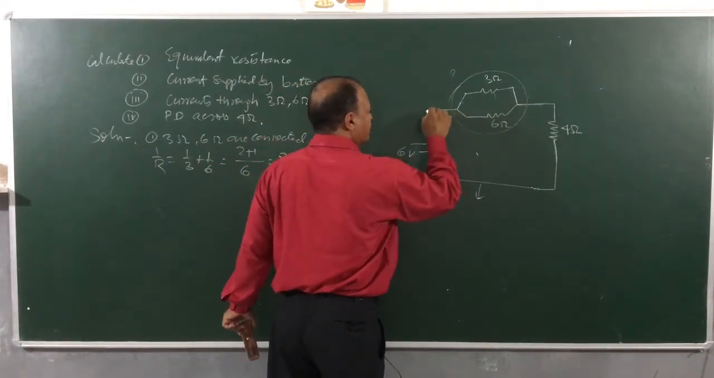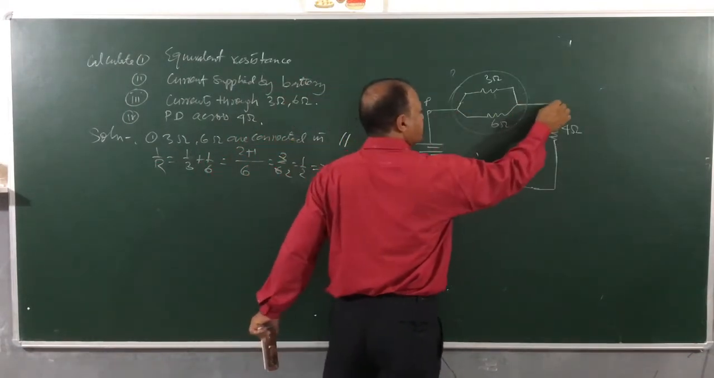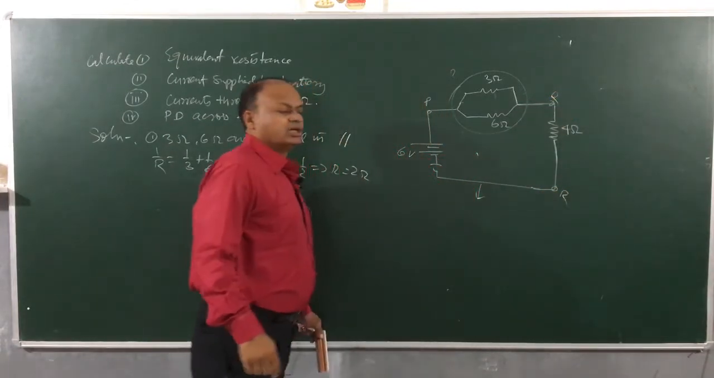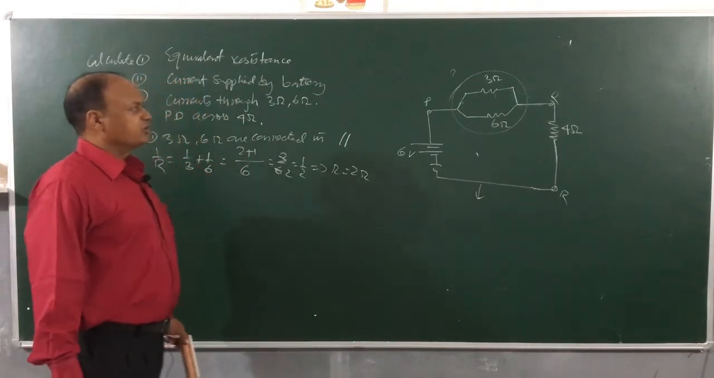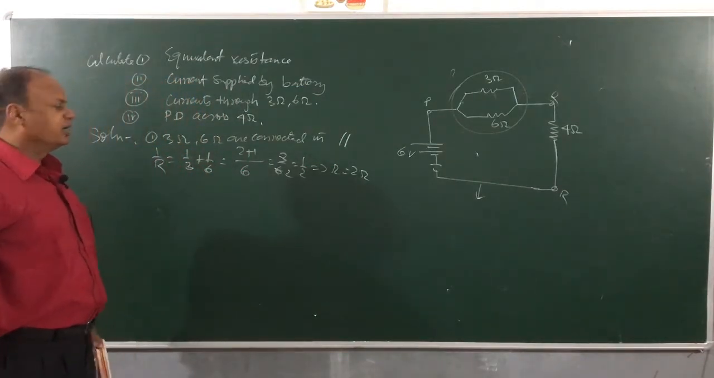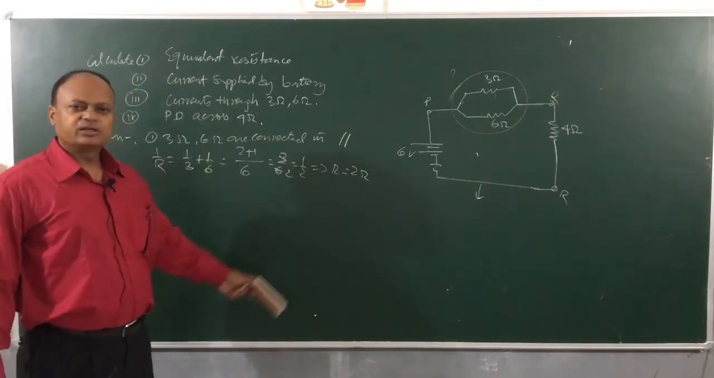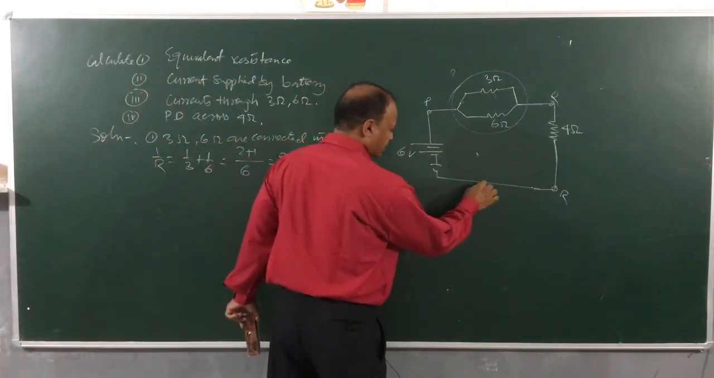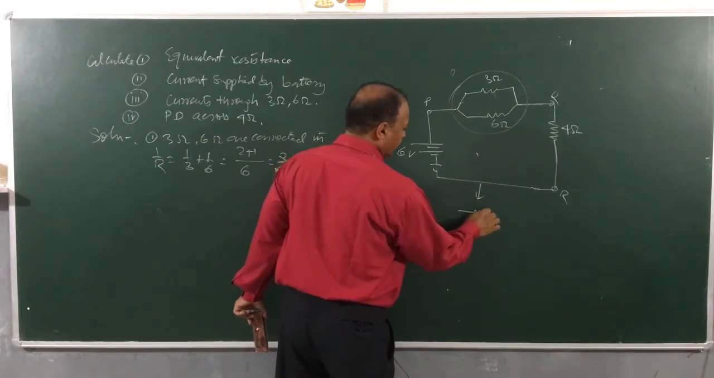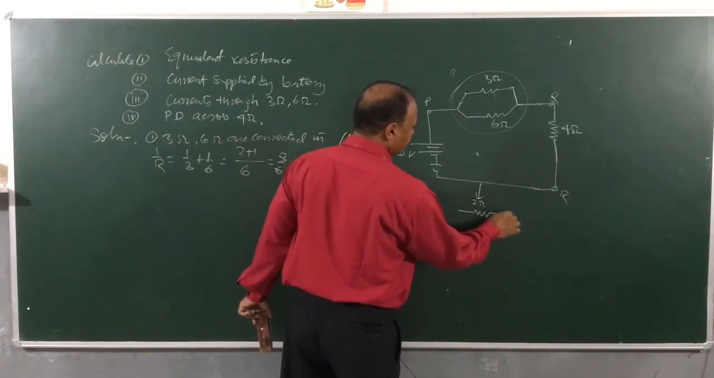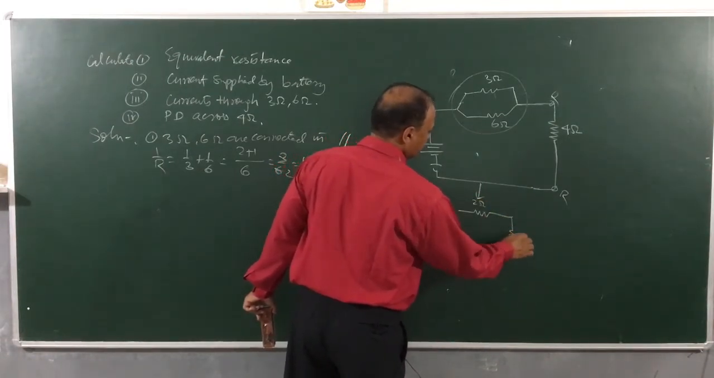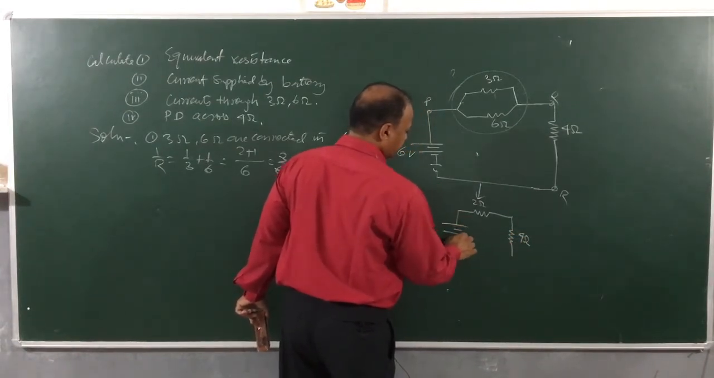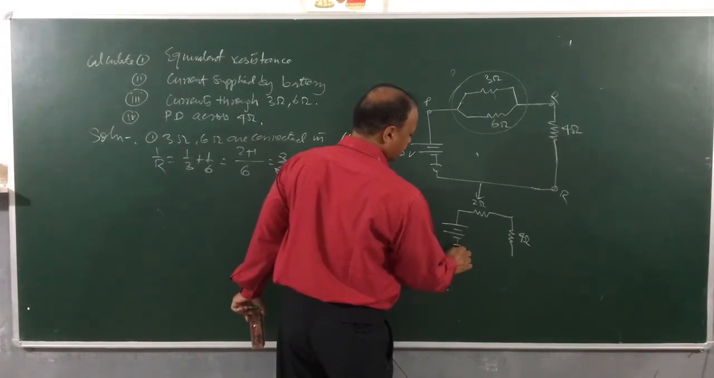I can draw a simplified circuit diagram. Let us say I will call this point P, this point Q, and this point R. Between P and Q you can see there are 2 resistances, one is 3 ohm and the other is 6 ohm, and the resultant you got here is 2 ohm. So, here I will draw. Now, this arrow means I am drawing a simplified circuit. This is 2 ohm and this is 4 ohm, and then here I will connect the battery and a key.